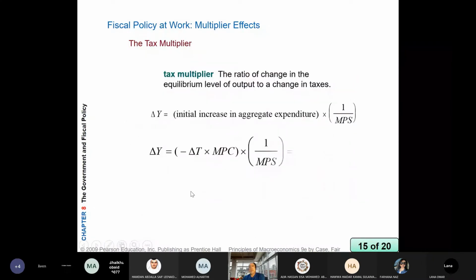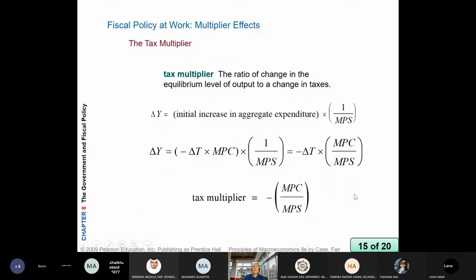So let's talk now about the tax multiplier. And Lana will help me. Tax multiplier, the ratio of the change in the equilibrium level of output to a change in taxes. Okay, it is similar. What is the tax multiplier? Delta Y divided by delta T. So the change in taxes will lead to a change in the equilibrium level of output.